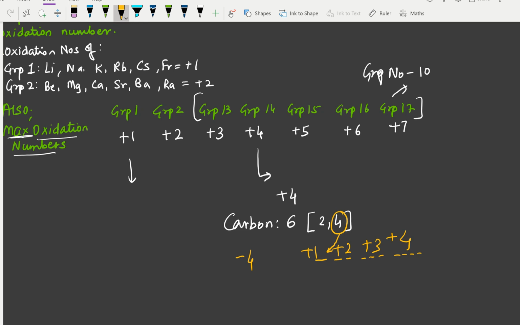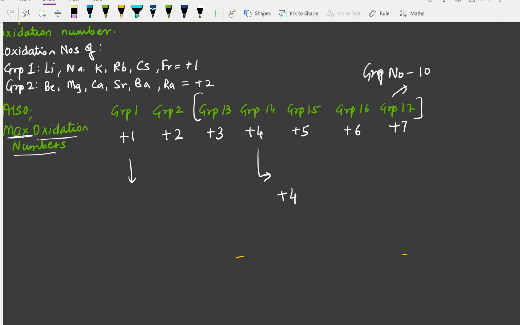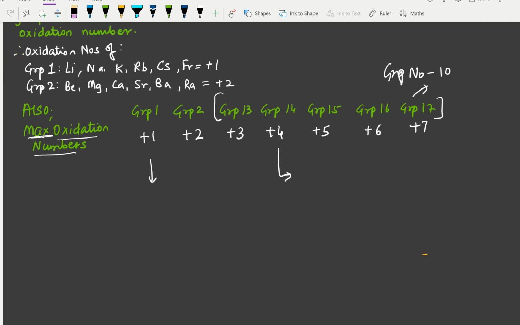So technically speaking, you need to remember that the maximum oxidation numbers mean this. It means nothing else. It is telling you the maximum. I'm not telling you there is only one oxidation number for group 4 which is plus 4, or group 15 is plus 5. But the maximum in any case is going to be equal to the number of electrons in the outermost shell, and that is equal to the group number for groups 1 and 2, and it is group number minus 10 for groups 13 to 17. Okay, so I hope I'm clear in this.